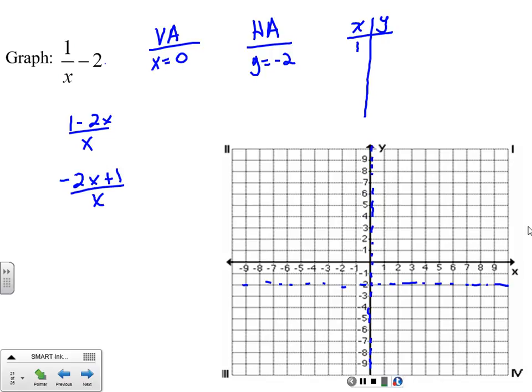What happens if you plug in 1? That's a good indicator. What happens if you plug in 1? You're going to get a negative 1. What happens if you plug in negative 1? You're going to get a negative 3. And just those 2 points right there tell you which quadrant you're going to be in.